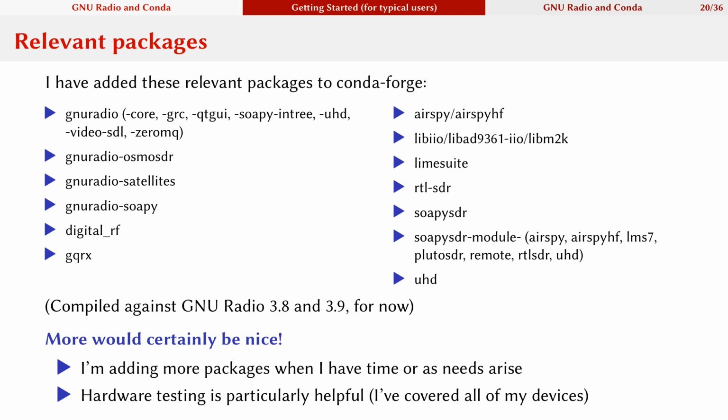These GNU Radio packages are compiled against both GNU Radio 3.8 and 3.9, so you can choose which version you want for now. And so this list is nice, but more packages would certainly be better. And so I'm adding more packages when I have time or as particular needs arise, but I'm definitely always interested in help. And hardware testing would be particularly helpful. I've already covered all of the devices that I have or have access to. So if there's a device that you're interested in that's not on this list, please help me test it and we can get a package going.